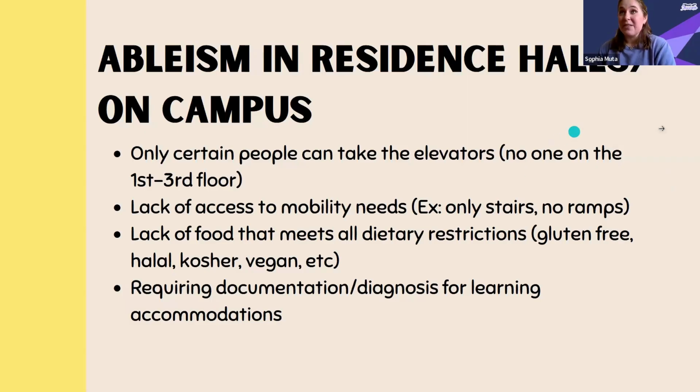So I'm going to give some examples of ableism on campus in residence halls. We talked about how systematic ableism is present in all of us and in all situations. It's where the built environment is not created for individuals with disabilities. So here are some examples of ableism, specifically related to non-apparent disabilities in the residence halls.